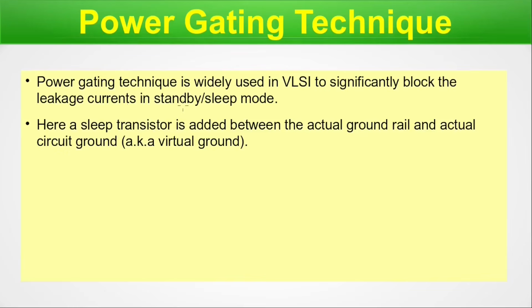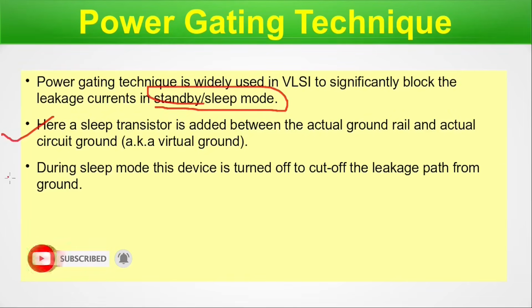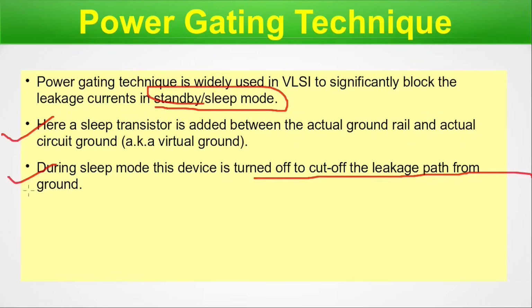And to understand from these two points, this method is for the sleep mode. And how is it done? First, we add a sleep transistor between the actual ground rail and the actual circuit ground, also known as the virtual ground. During the sleep mode, this device is turned off, cutting off the leakage path from the ground. So it cuts off the ground path.